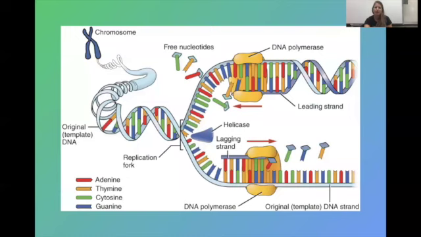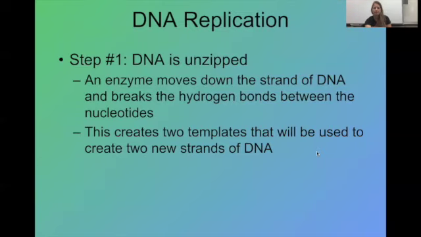This is what it looks like. So we have our DNA, and it opens up at what's called the replication fork, and we have the leading strand and the lagging strand. The leading strand gets copied completely through base pairing using DNA polymerase. The lagging strand gets copied in little segments called Okazaki fragments, and it's because of the direction that DNA polymerase can move in.